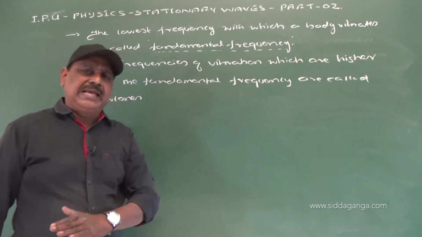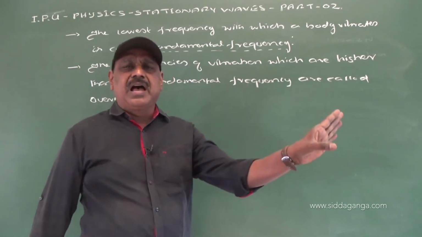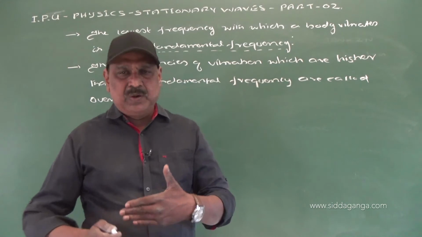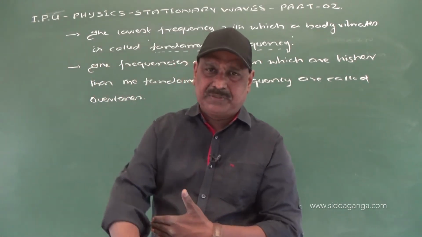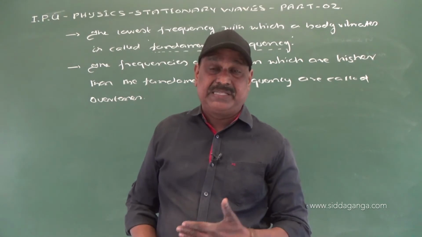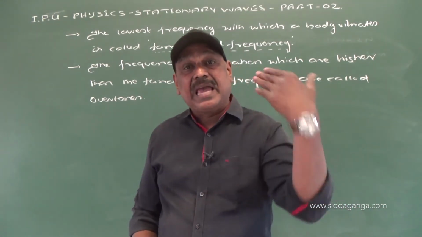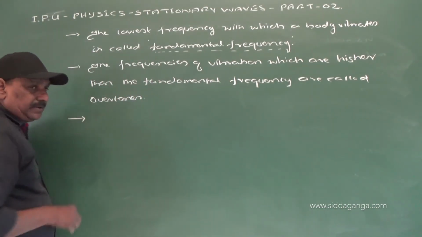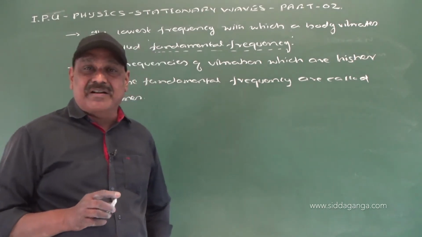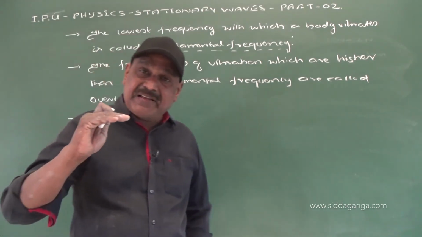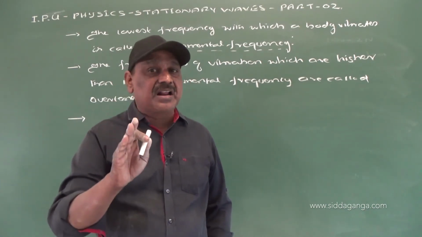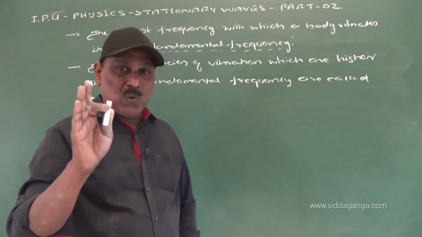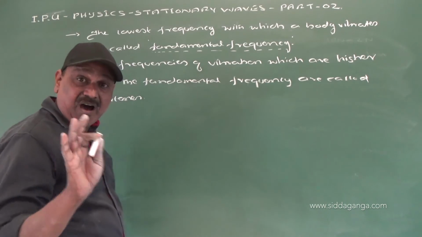Except the fundamental frequency, all other higher frequencies at different modes are called overtones, because in one loop is the fundamental mode, two loops the first overtone, three loops the second overtone. It can be n number of overtones. And now here again remember, we are using a very important term here: the frequencies of overtones which are integral multiples of the fundamental frequency are called harmonics.